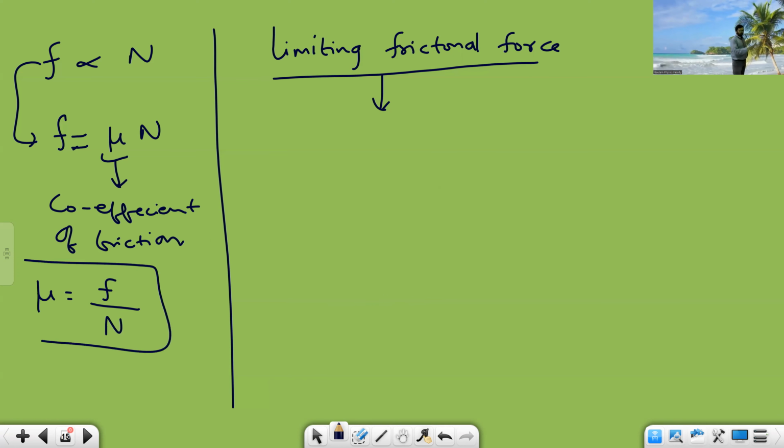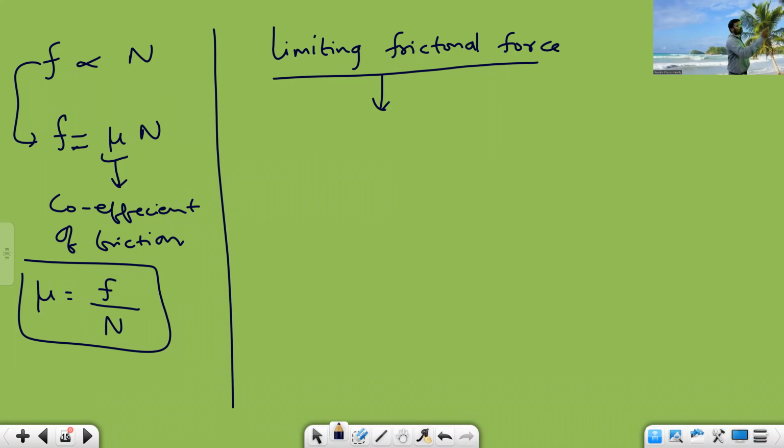And mu is F by N. Formula I wrote mu equal to F by N, but it is independent of frictional force and normal reaction. It depends on the nature of the materials of the surfaces of the two bodies in contact.